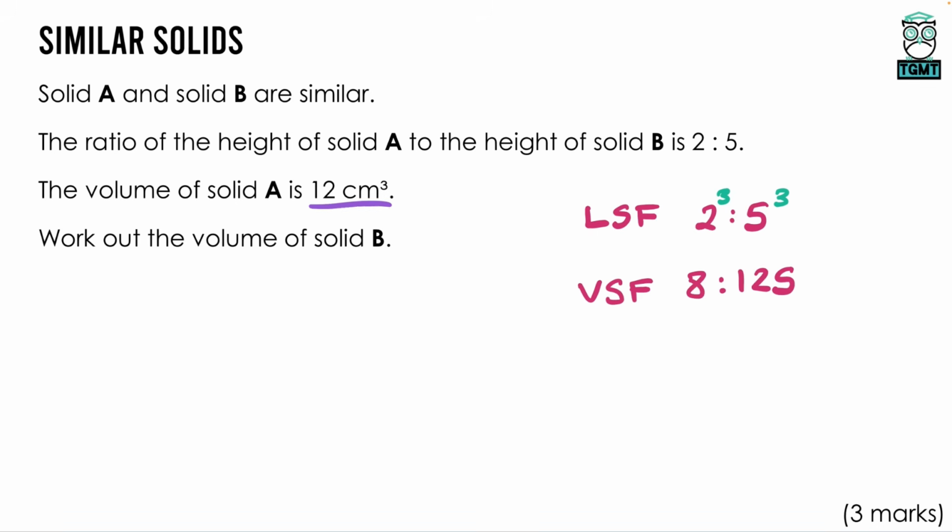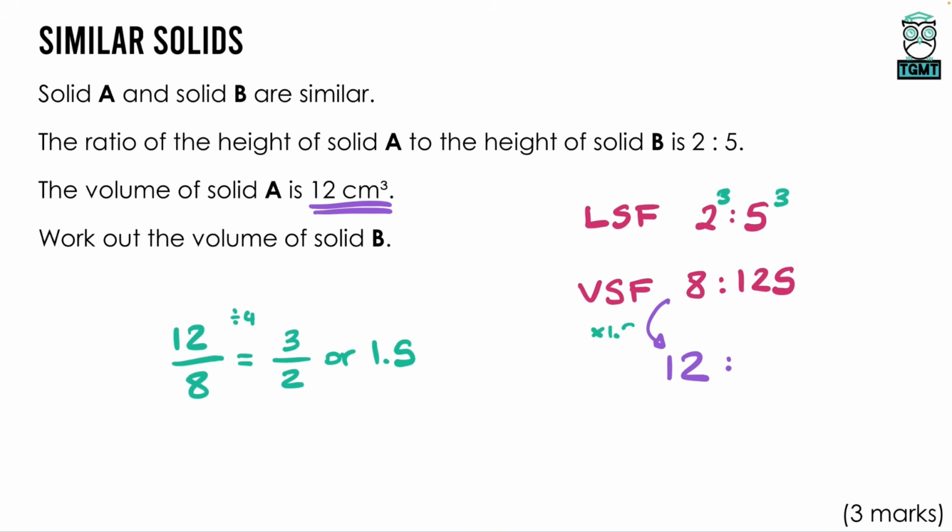So we can take this volume of shape A, which is 12, and put it underneath wherever shape A is, which is in that first position. And now we've just got to figure out how do we get from 8 to 12. So to do that without a calculator, we can do 12 divided by 8, which you may or may not know is 1.5. However, if it's a fraction, we can just simplify it. So we can divide the top and bottom by 4, which gives us 3 over 2, which is more obviously 1.5. So in order to get from 8 to 12, we have multiplied by 1.5.